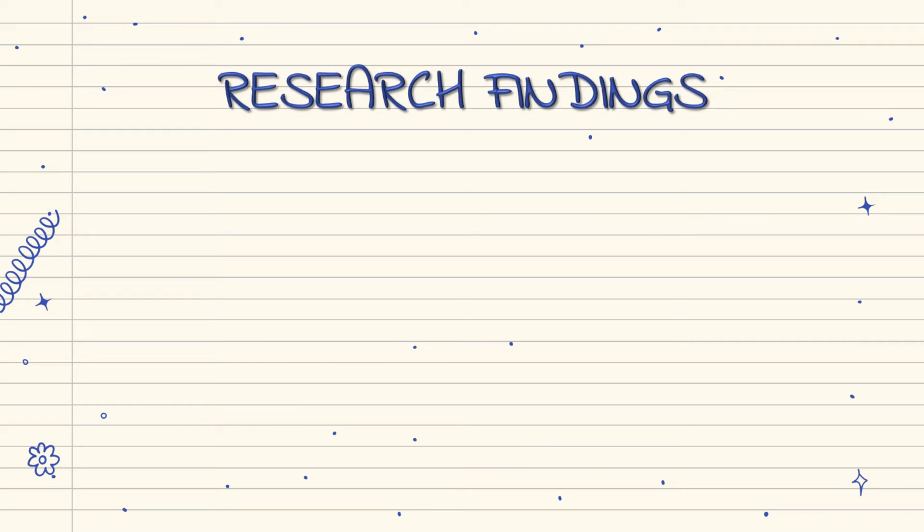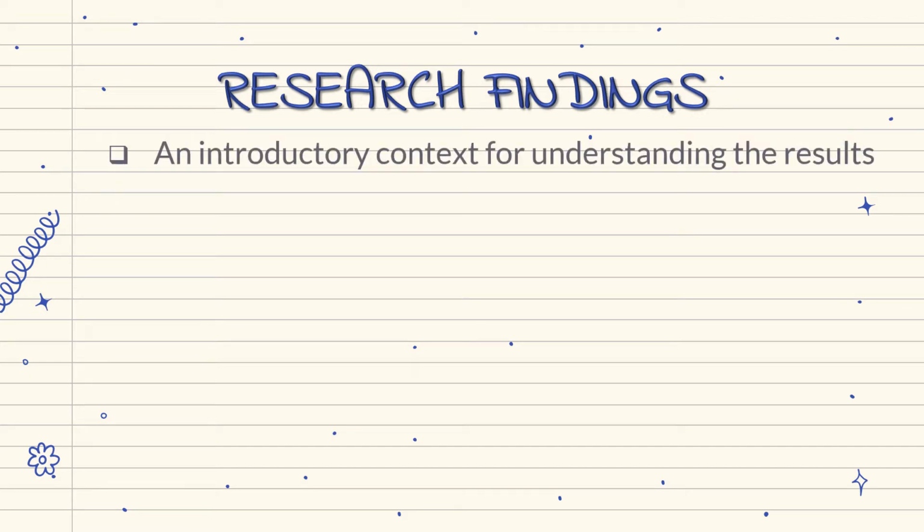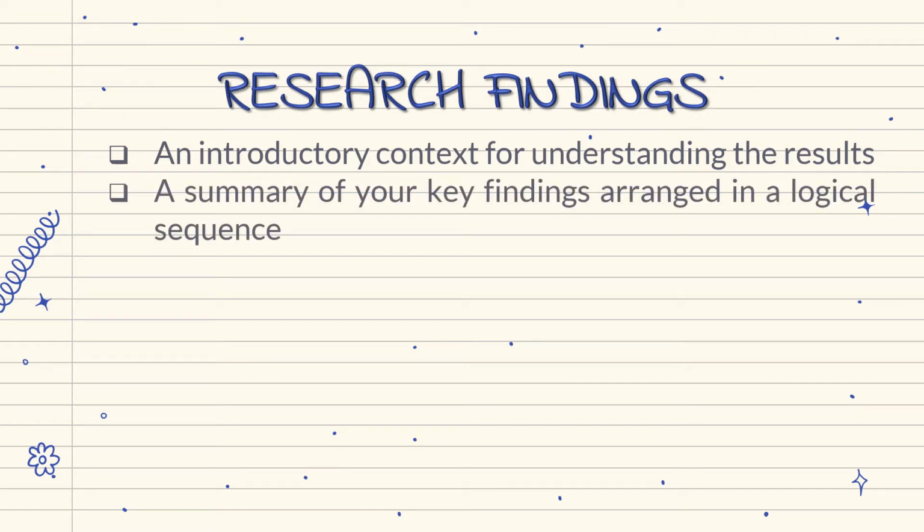Let us briefly discuss how research findings are summarized. The summary of findings will serve as takeoff point for the conclusion and recommendation. According to Kretschmer of 2009, research results consist of the following. First, an introductory context for understanding the results by restating the research problem underpinning your study. Next, a summary of your key findings arranged in a logical sequence that generally follows your methodology section.